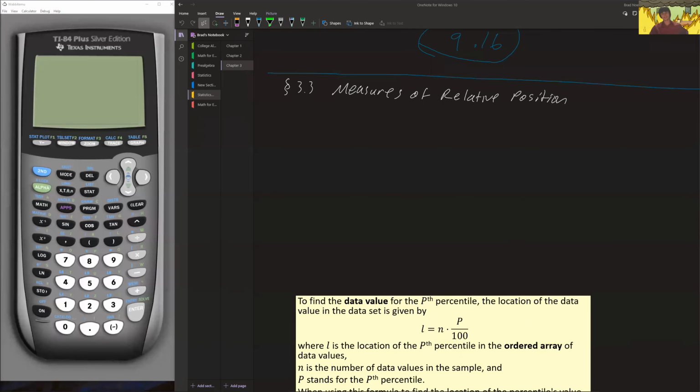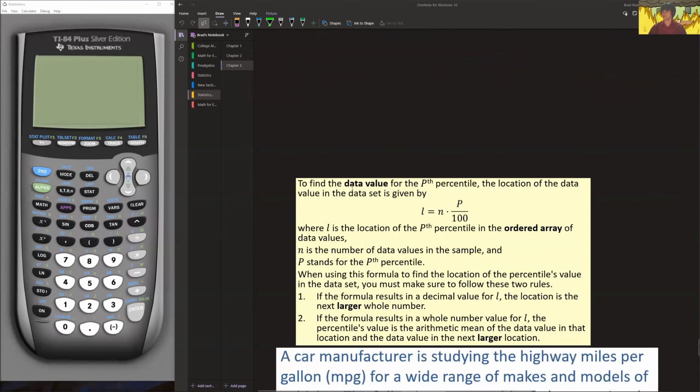Welcome, everyone. This is section 3.3, where we will be covering measures of relative position. So we are going to be discussing how we can be explaining or discussing various data relative to each other. So let's go ahead and get started, as always, with some definitions here.